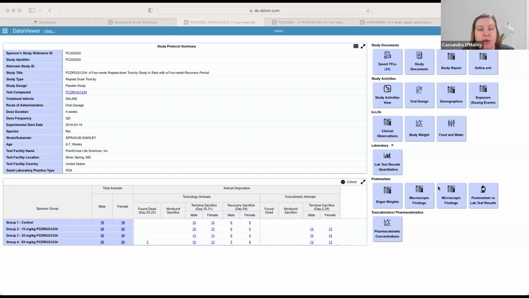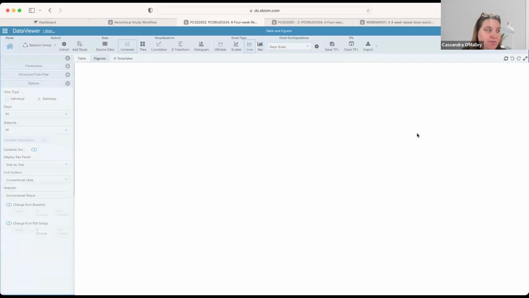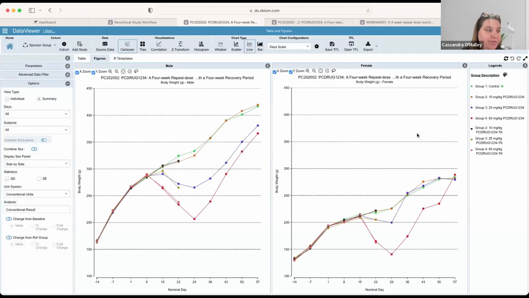This first study that we're going to cover is going to visualize an example dataset. It's a 4-week toxicity study in rats with a 4-week recovery period. There are also toxicokinetic groups for the dose groups, but not for the control group. As an introduction, I'm going to show you the body weight graph first.